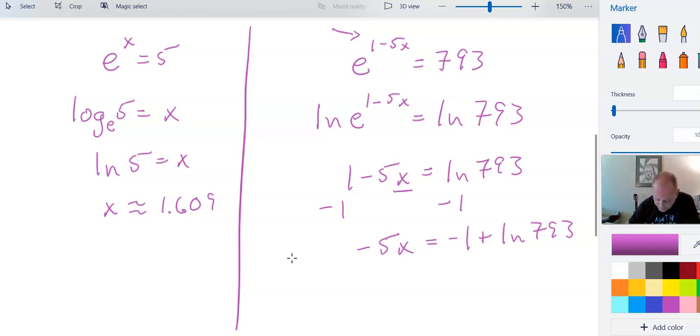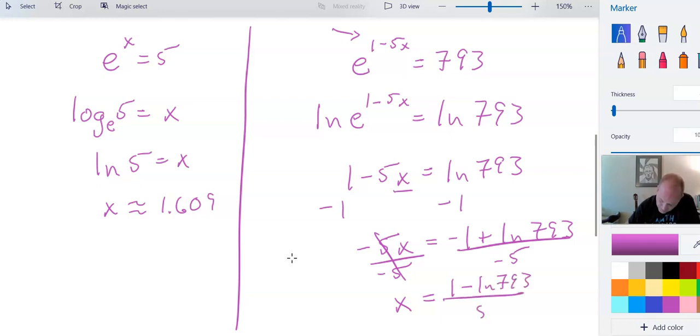Then we'll divide by negative 5. Right? So that's there. I get x. And I don't like these negatives here. So I'm going to multiply top and bottom by negative 1 to change all the signs. So this is 1 minus the natural log of 793 divided by 5. Right? And so all of the signs changed because I multiplied top and bottom by a negative.